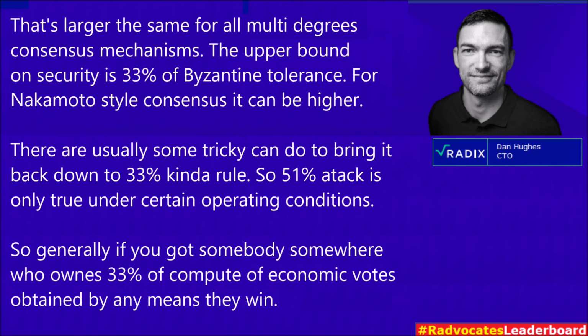And that's largely the same for all multi-phase Byzantine consensus mechanisms. The upper bound on security is 33% of Byzantine tolerance. For Nakamoto style consensus, it can be higher, but there's usually some trick you can do to bring it back down to a 33% kind of rule. So a 51% attack is only true under certain operating conditions. Generally, if somebody owns 33% of compute, of economic votes, of anything, 33% of votes by any means, then they win.